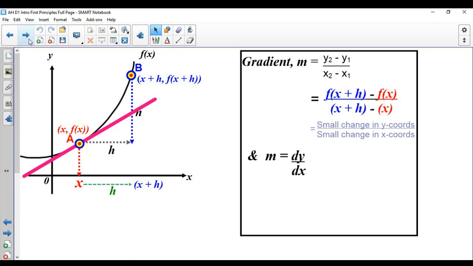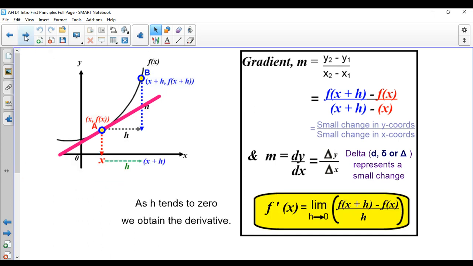So that means that you can say the gradient is also dy by dx, or using your fancy new notations, you might see the triangles with delta, d, or the funny delta symbol, or the triangle represents a small change. That means to find the derivative is also the same as to find the gradient, which means as h tends towards 0, we can find an expression. What's happened here? We've just collected the denominator, cancelled out the x's, and this is what's actually called first principles. When we use this, we can find a derivative, and that's what you're going to do today.